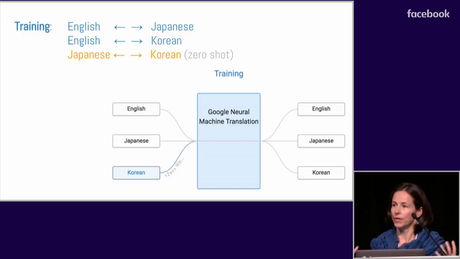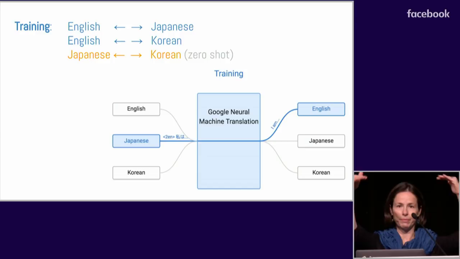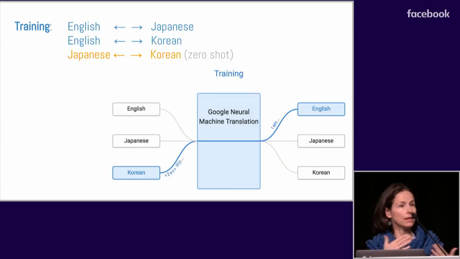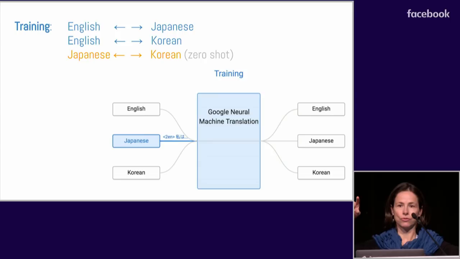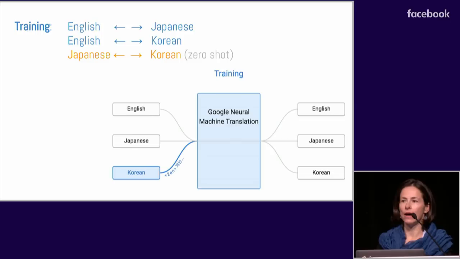So in other words, if you look at this slide, imagine a system that has trained on sentences translated between English and Japanese, and then also English and Korean, Korean and English. Okay, that's all the training data. And then all of a sudden, the system can start outputting high-quality translations straight from Japanese to Korean and vice versa without ever having seen a single sentence directly in those directions. Okay? So part of the question is how are these systems doing this?